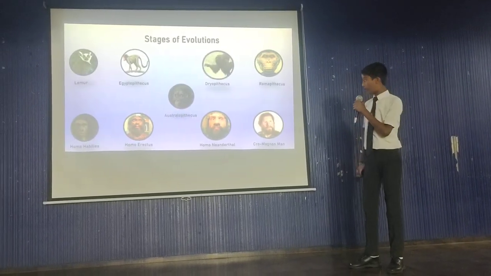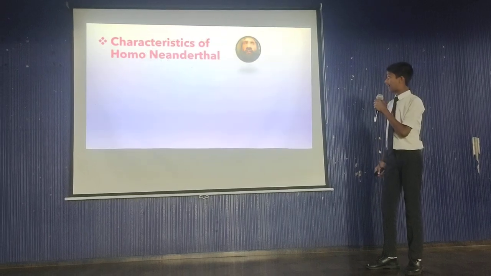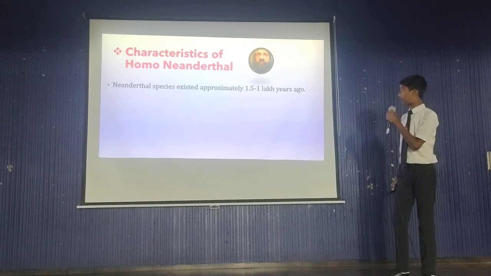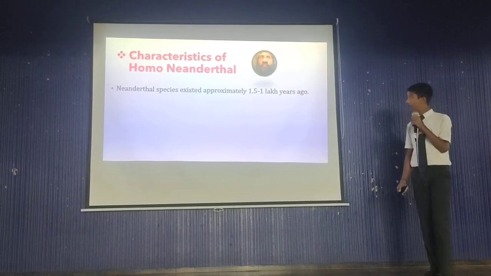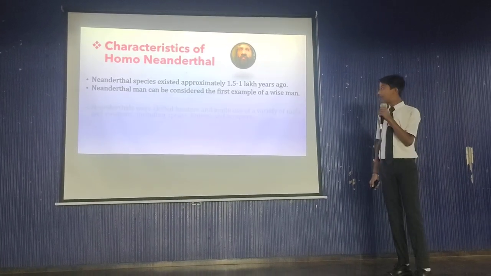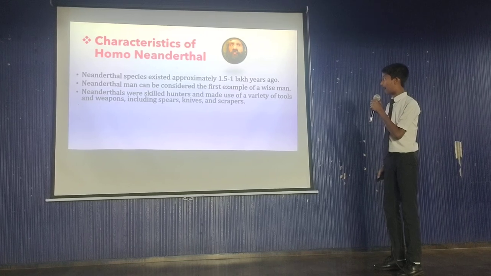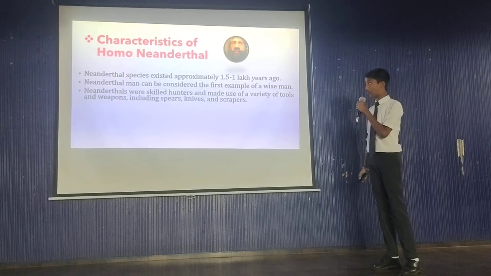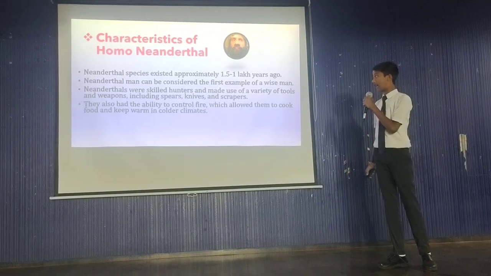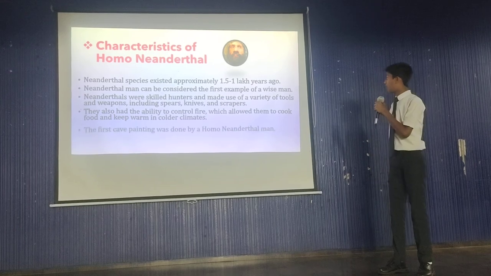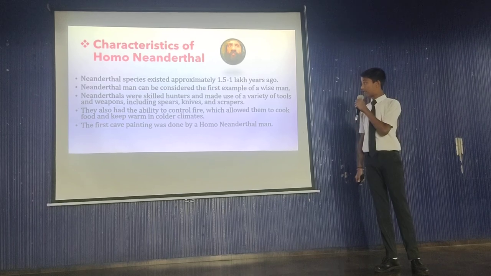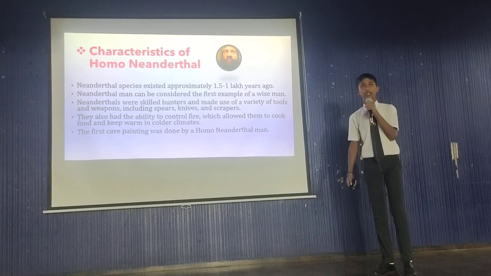The next stage of evolution, Homo neanderthals. Characteristics of Homo neanderthals. Neanderthal species existed approximately 1.5 lakh to 1 lakh years ago. Neanderthal man can be considered the first example of a wise man. Neanderthals were skilled hunters and made use of a variety of tools and weapons including spears, knives and scrapers. They also had the ability to control fire, which allowed them to cook food and keep warm in colder climates. The first cave painting was done by Homo neanderthal man.